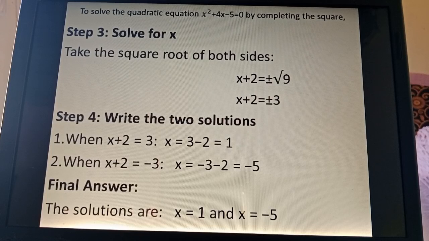Like the two solutions: when x plus 2 is equal to 3, x equals 3 minus 2, which is equal to 1. And when x plus 2 is equal to negative 3, x equals negative 3 minus 2 equals negative 5. So the final answer for the equation, by using the completing the square method, is x equals 1 and x is equal to negative 5.